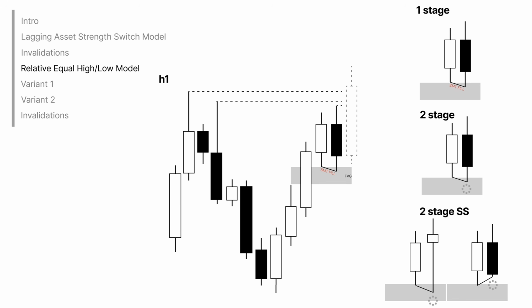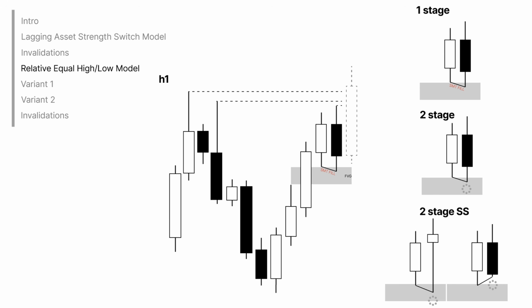This is the relative equal high or low continuation model. Even before I traded GxT, this was my favorite model. It just got an even better filter, adding the 1-2 stage or strength switch in the key level.